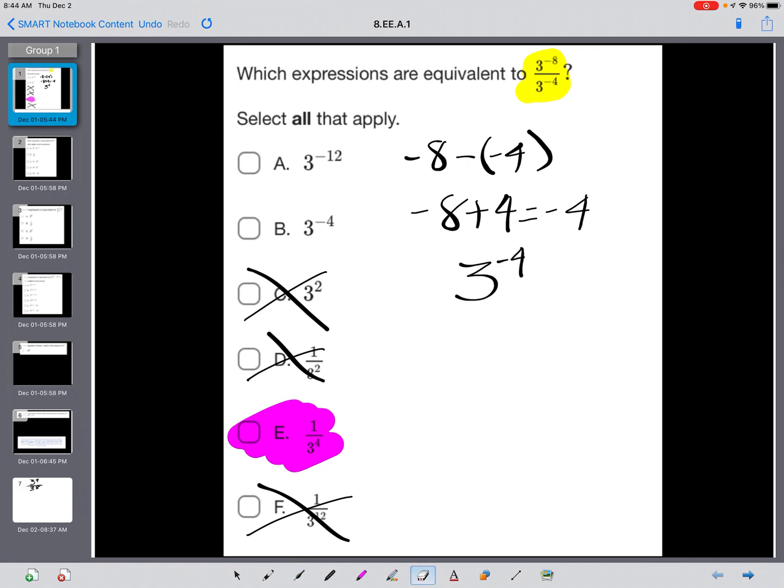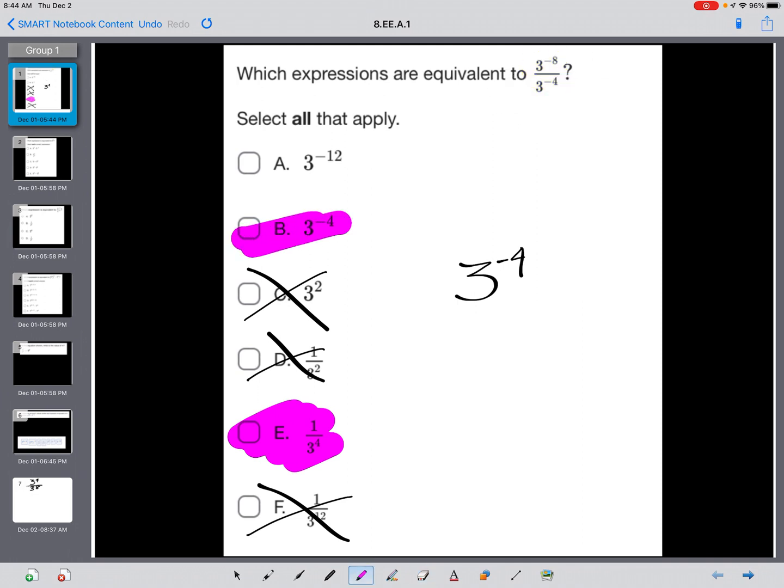Just to backtrack a little bit, what we just did was rewrite this expression without being a fraction, and that's simply from subtracting the denominator's exponent from the numerator's exponent. So we end up with 3 to the negative 4th power, and there is an expression that looks like this. Obviously, it's b, and we rule out a. So the expressions equivalent to 3 to the negative 8th over 3 to the negative 4th are b and e.